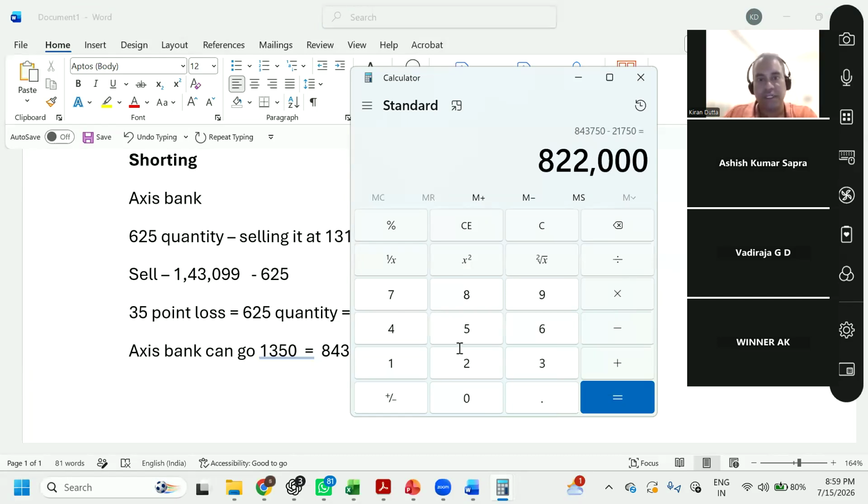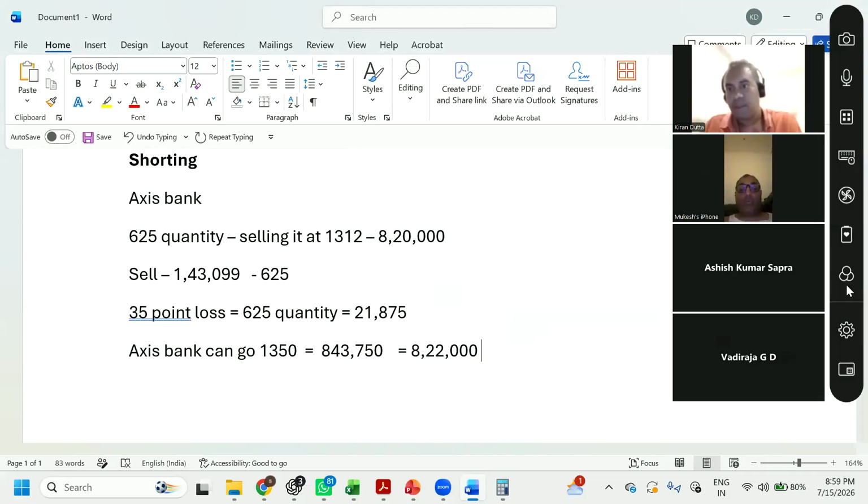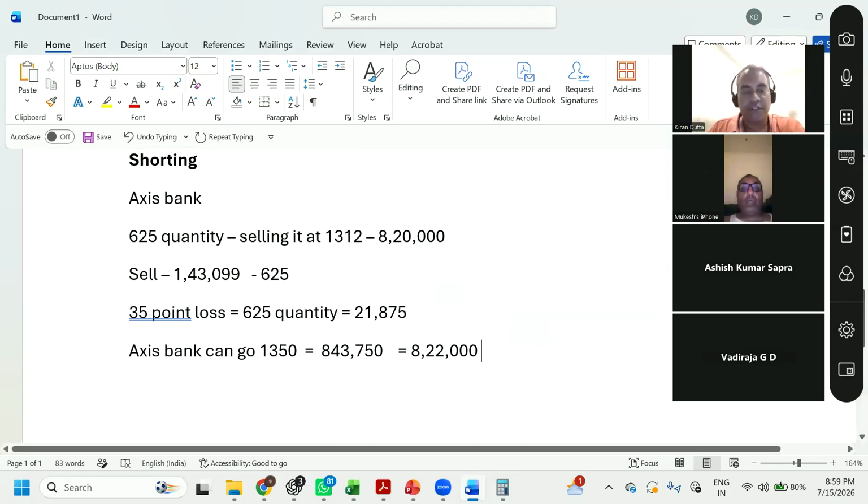Okay. What is it here? If 8,22,000, how much money am I making, guys, at the end of 1 month? 2,000. 8,22,000. Got it? Okay. Now let's look into the other scenario.